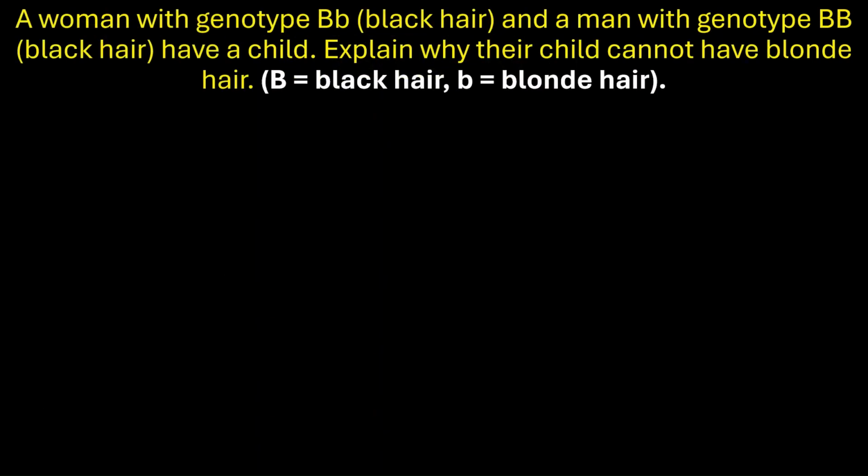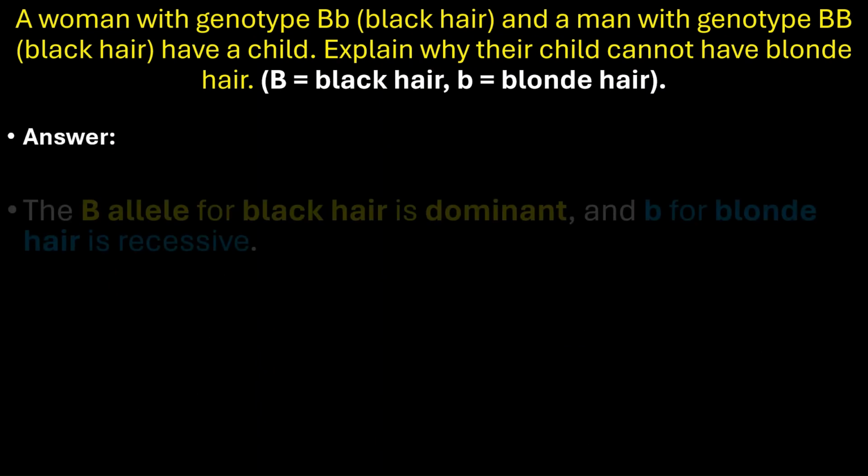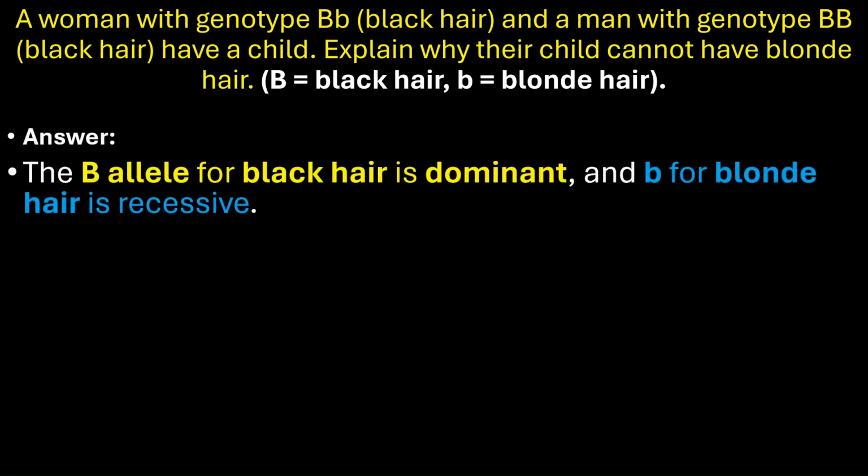A woman with genotype capital B small letter b for black hair and a man with genotype homozygous B, black hair, have a child. Explain why their child cannot have blonde hair. It has been given to you. Capital is for black hair and small letter is for blonde hair. So the answer is still the same like the previous one. Remember, you have to tell us which one is dominant and which one is recessive. So the capital B allele for black hair is dominant and the b for blonde hair is recessive. Just by telling us which letter is dominant and which one is recessive gives you a mark or two. You can get 2 marks here.